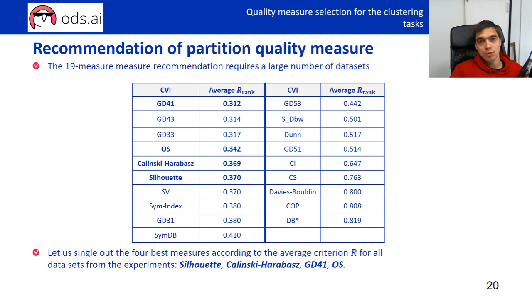However, the recommendation of 19 measures is not rational, as it requires more datasets. In this regard, we chose 4 quality measures listed at the bottom of the slide in terms of their average rank scores across all datasets from the experiments. So these measures are silhouette, Calinski-Harabasz, one option of generalized Dunn measure, and OS index.